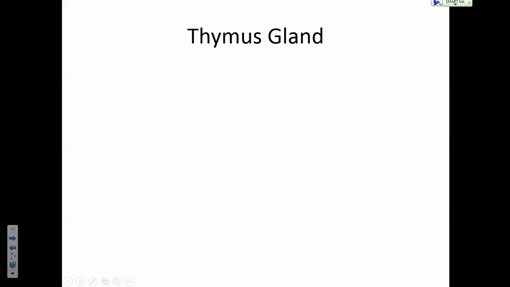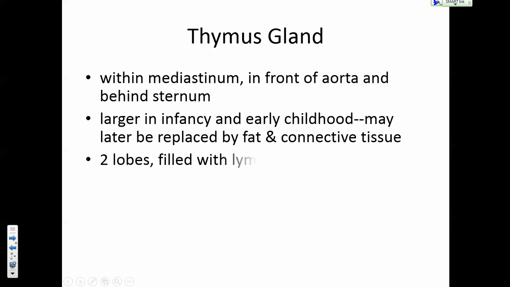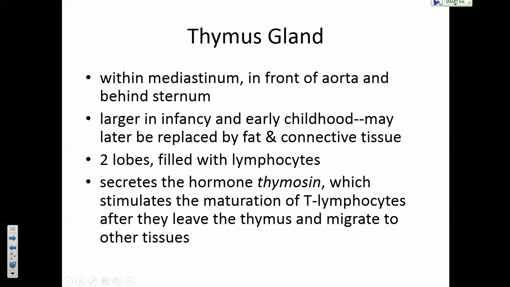Then another lymphatic organ is your thymus gland. And we studied the thymus gland as an endocrine organ. Do you remember it's in the mediastinum just above the heart? It's an endocrine organ because it produces a hormone called thymosin. And it's a lymphatic organ because a lot of lymphocytes live inside the thymus gland. And the thymosin, the hormone, influences the development of one of the two major categories of lymphocytes. We're going to see later in this chapter that you have T lymphocytes and you have B lymphocytes.